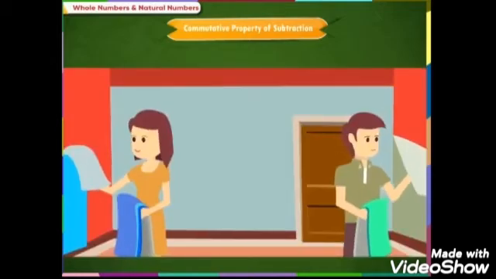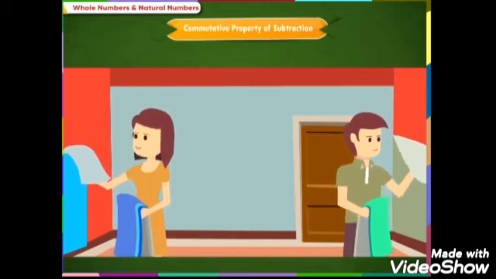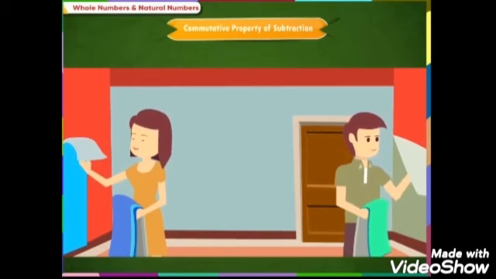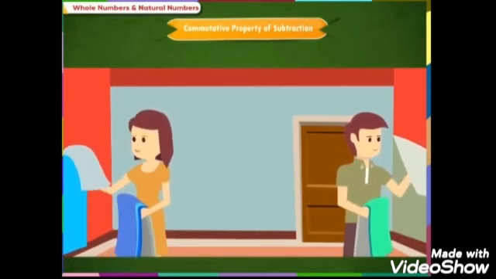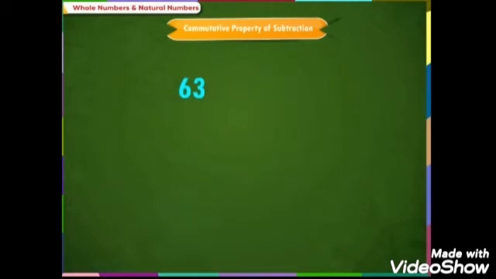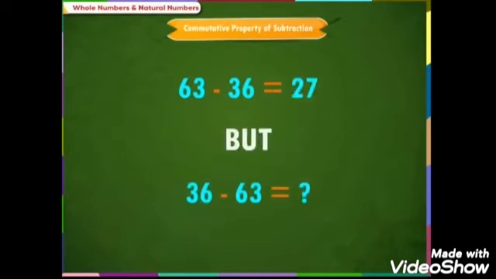Commutative property of subtraction. Prabha has 36 wallpaper pieces. They need 63 pieces of wallpaper to cover the wall entirely. How many more wallpapers are needed? Will the result of the subtraction remain same if the order of the numbers is changed? The result is not the same in both the cases. Therefore, we say that commutative property does not hold true for subtraction of whole numbers.